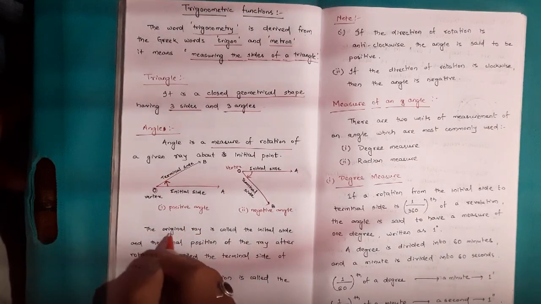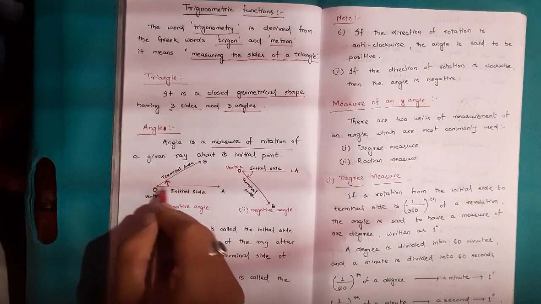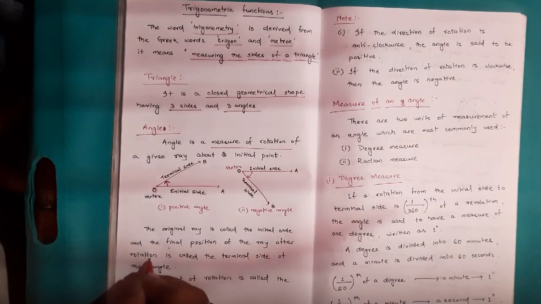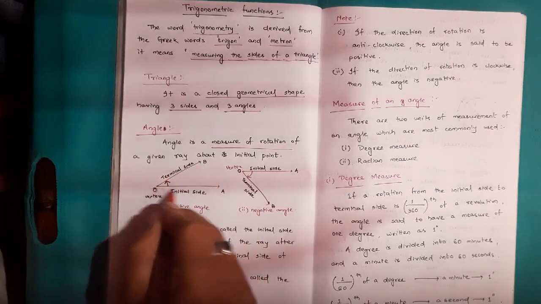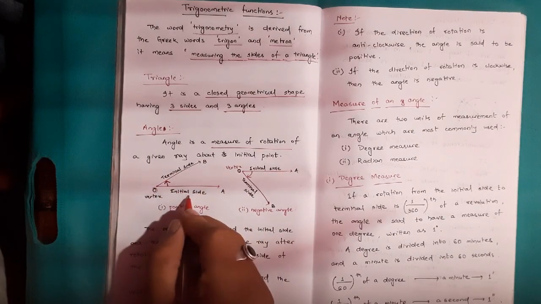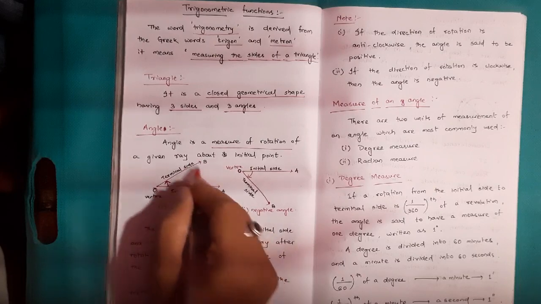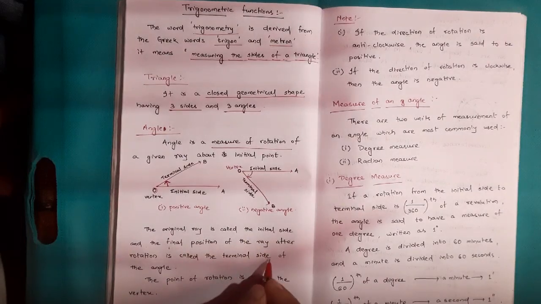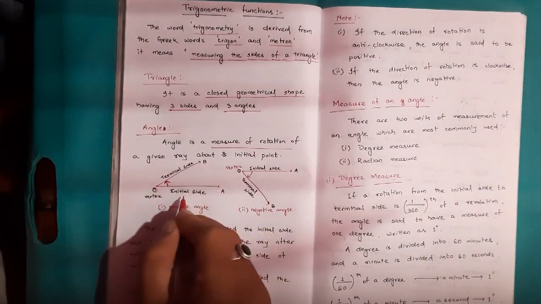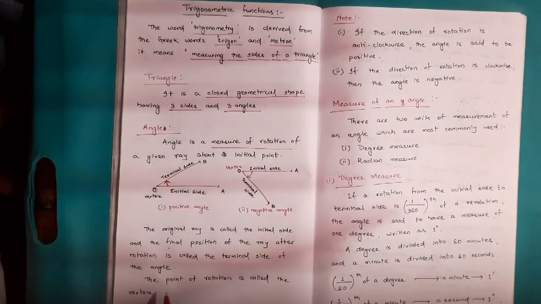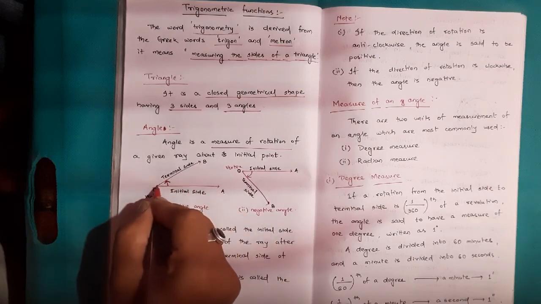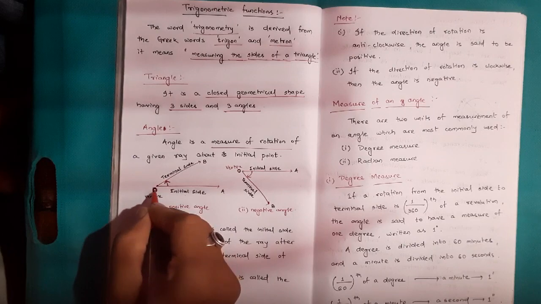The original ray is called the initial side, that is, OA is the original ray and it is called the initial side. The final position of the ray after rotation is called the terminal side. After rotating, it moves from OA to OB, so OB, the final position, is the terminal side of the angle. That is, OA is the initial side and OB is the terminal side. The point of rotation is called the vertex. Here, the angle rotates at the point O. The point of rotation is called the vertex. Here, O is the vertex.